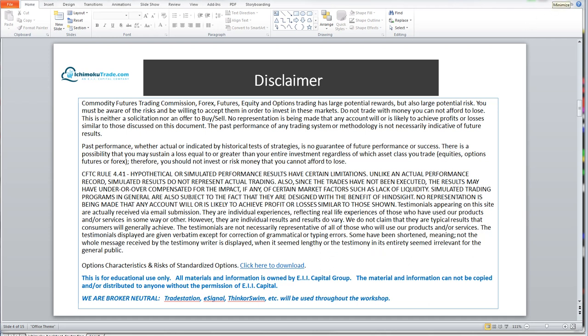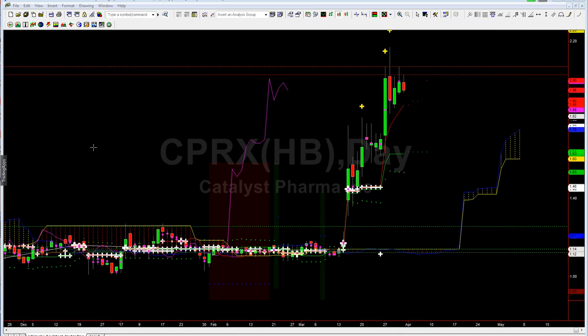Okay, now let's get to business. My first example is going to be symbol CVRS, Catalyst Pharmaceuticals. Now, let's do a little background about how we do these small cap momentum plays. We're looking for low risk. What does that mean? Well, we want our risk to be defined.